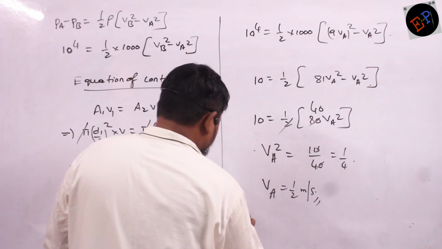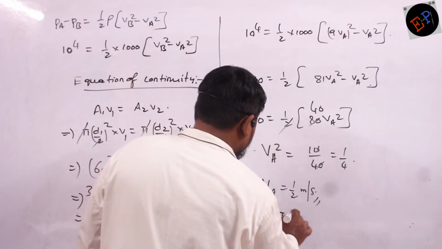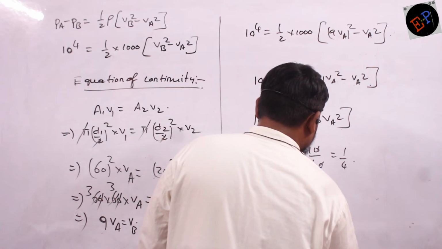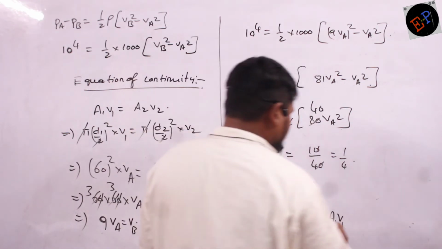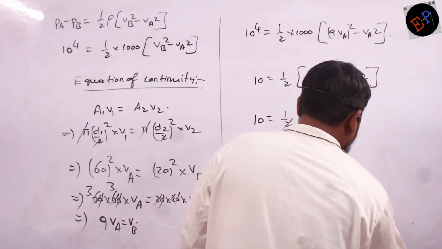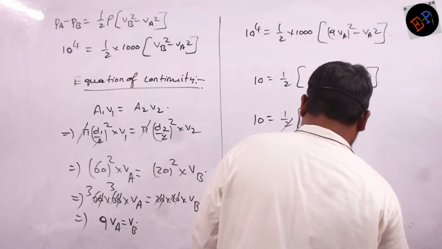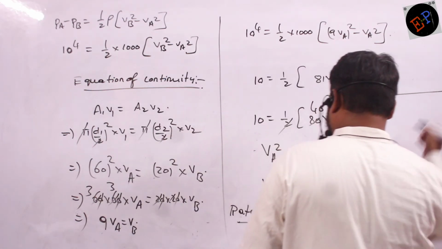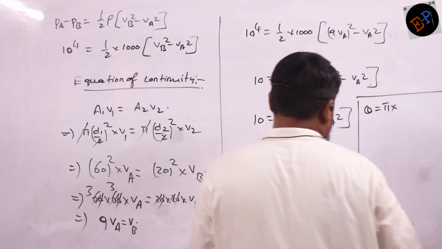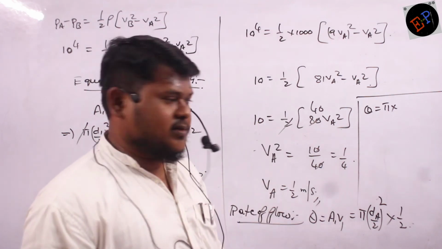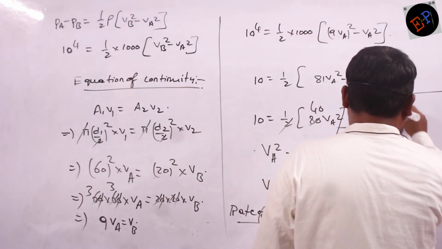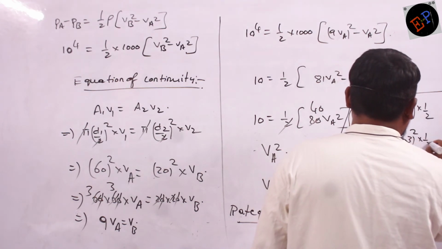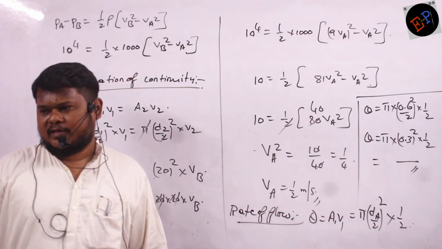So how can I calculate the rate of flow? Rate of flow Q is equal to A into V, or V into A. So A1 V1. What is the area of cross section at point A? It is pi (dA by 2) whole square multiplied by the velocity at point A, which is 1 by 2. So Q is equal to pi, and 60 centimeters you need to convert into meters. So 0.6 meters divided by 2 whole square multiplied by 1 by 2. So Q is equal to pi into 0.3 whole square multiplied by 1 by 2. Just do this calculation. That is the rate of flow at point A.